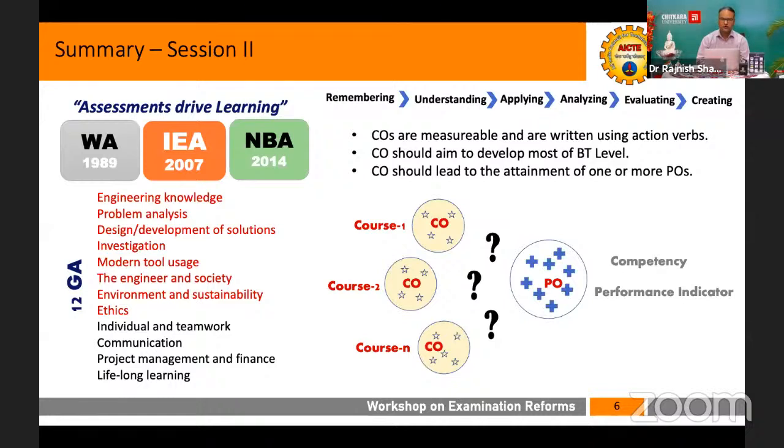We had never heard of this, or graduate attributes, etc. But owing to India now being a permanent signatory to the Washington Accord, which happened in 2014, and NBA being the representing agency from India, we have been talking more frequently about the 12 graduate attributes, which have been written in this slide: engineering knowledge, problem analysis, design and development of solutions, investigation, modern tool usage, the engineer and society.